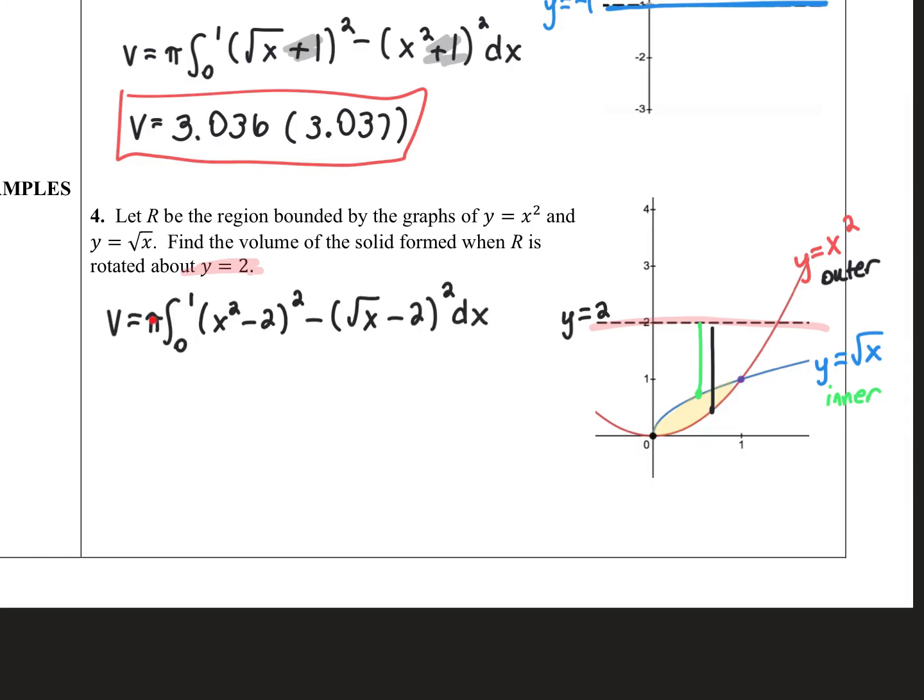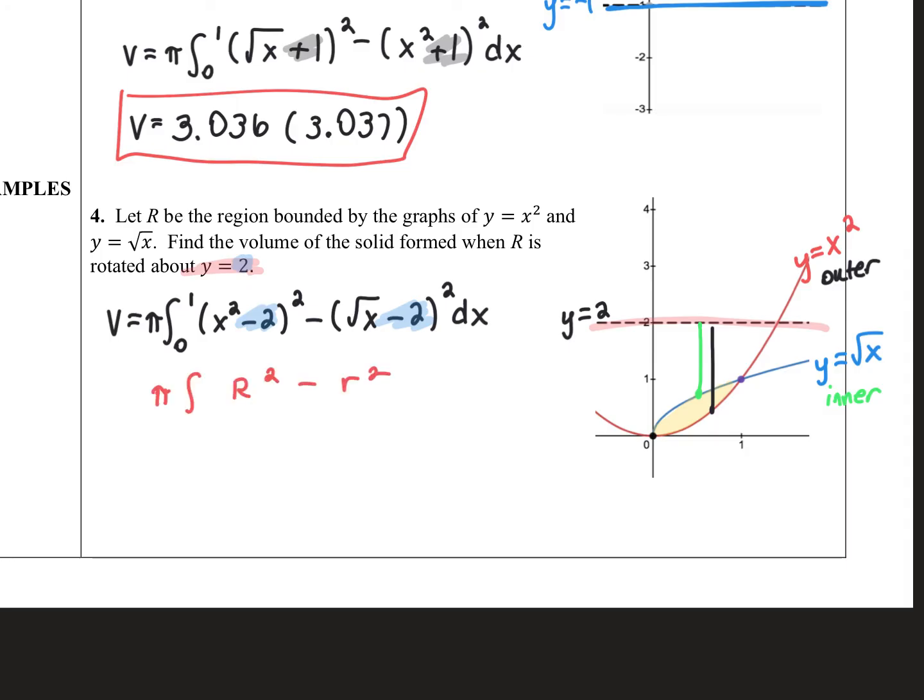So my setup is pi. My limits again go from 0 to 1 because that region hasn't changed. This is my outer radius. I determined that the x squared is rotating on the outside because it's farther away from my axis of rotation. And whatever this axis of rotation is, in this case y equals 2, you just subtract whatever that is from each of these. So my x squared minus 2 squared, minus my inner radius, which is the square root of x minus my axis, squared.